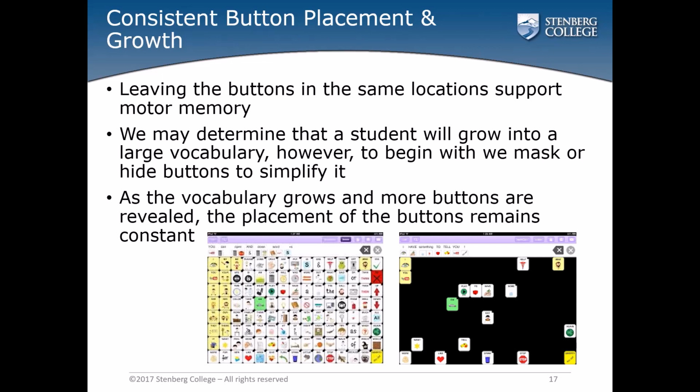If you start with a grid that has only 4 buttons, and then you increase it to 20 buttons per page, now those first 4 words have moved to a different location. The student has to relearn the motor plan for those 4 words. It's very inefficient and slows down a student's progress significantly.